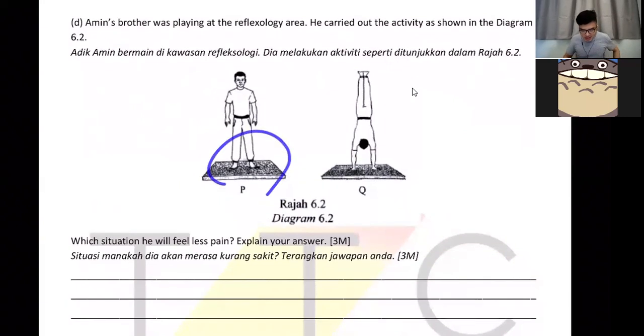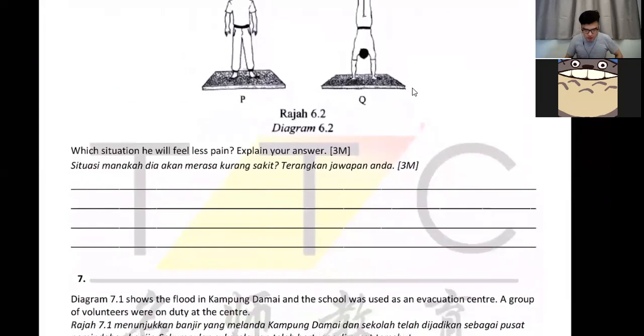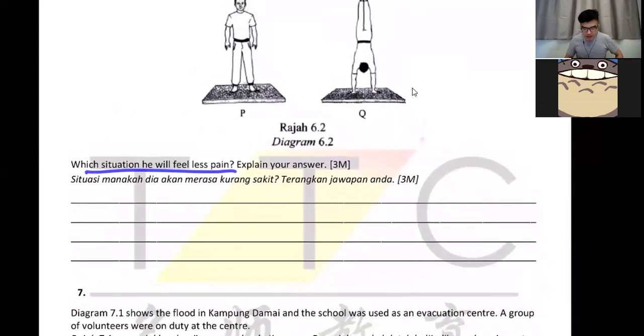All right, and this dude is probably crazy. He carried out the activity as shown in the photo. What the hell would you do this? You must be some sadist or something. You just want to hurt yourself. Well, to each his own, I guess. Okay, so in which situation will you feel less pain? Obviously, P. Okay, why?